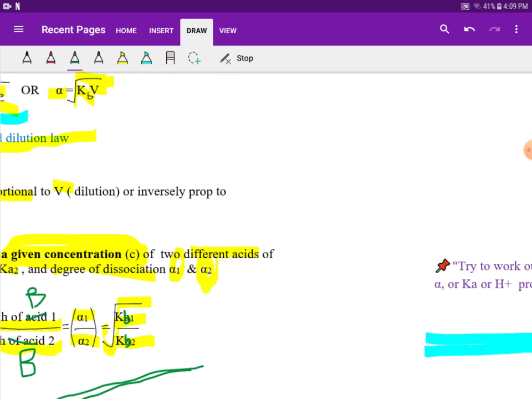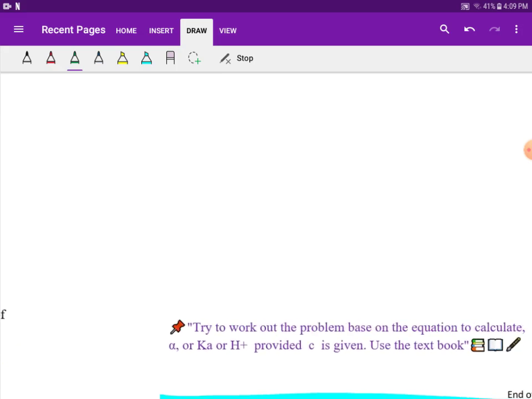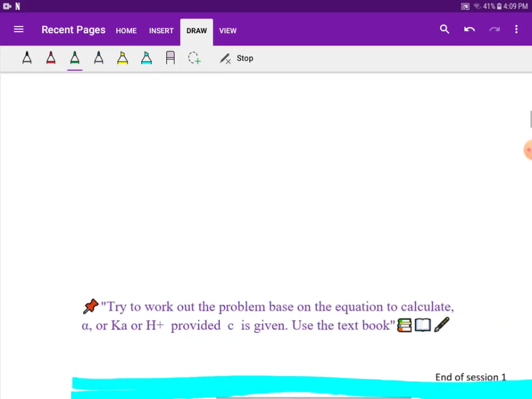So please try to work out some problems using the textbook, using this Ostwald dilution law, so as to calculate alpha, or calculate K, or calculate H plus, provided C is given.